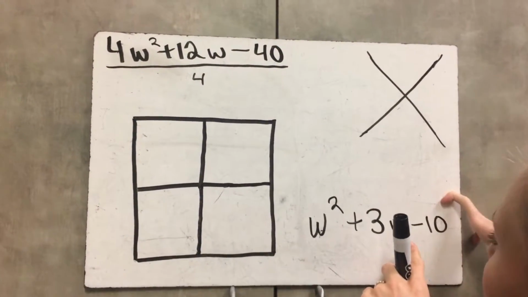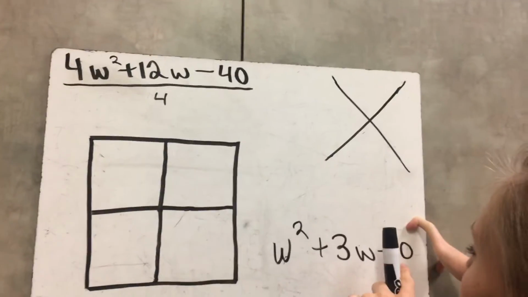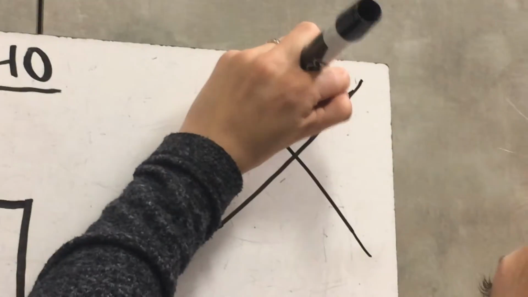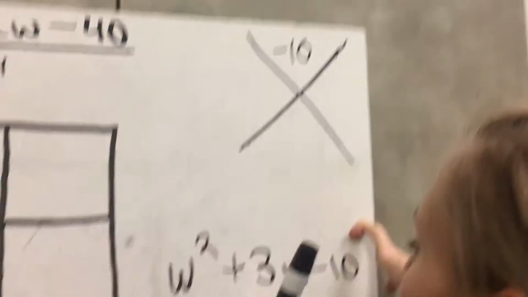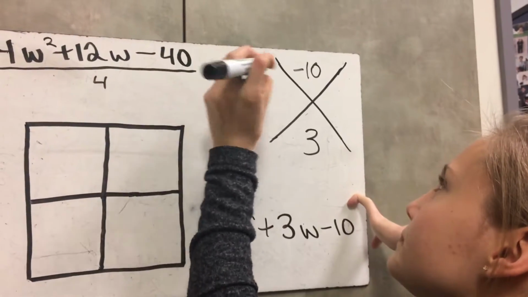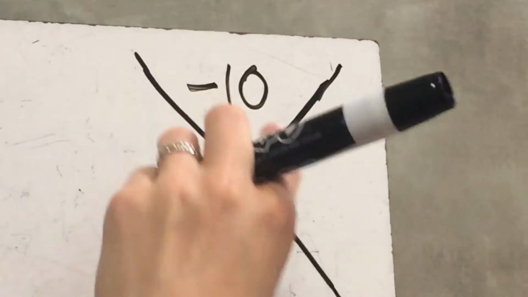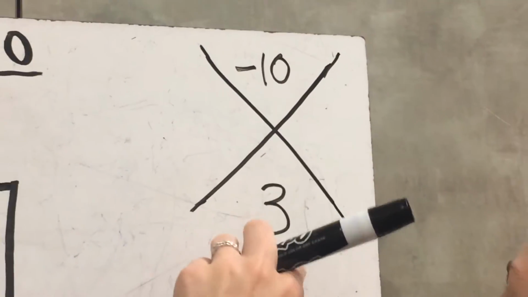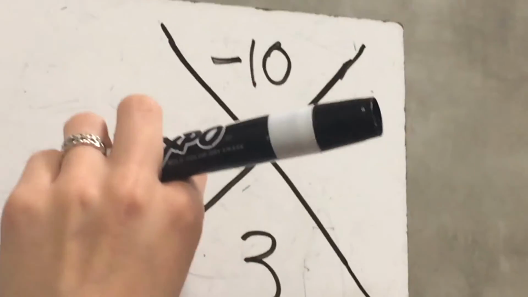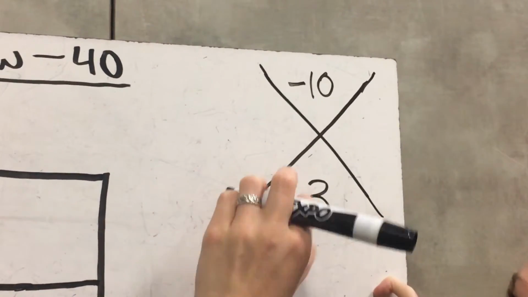So from this we know that with this equation we can put it into our diamond. So negative 10 times the 1 is negative 10. And then our b value is 3, therefore this is 3. And then to find this value, it has to multiply to this and add to this. So because this is negative and this is positive, they're not going to add to each other, but they're going to subtract to this number.